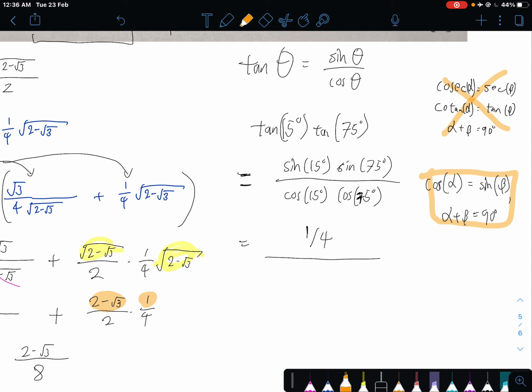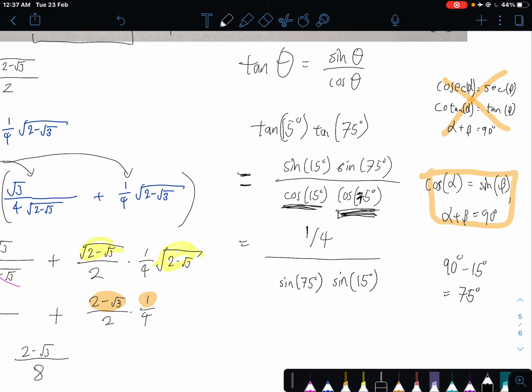Now, take note that cosine of 15 degrees. What's the complement of 15 degrees? In other words, what's something plus 15 degrees that adds up to 90 degrees? It's really just 90 minus 15, right? If you type in your calculator, you should get 75 degrees. So cosine 15 degrees is really just sine 75 degrees. But what about cosine of 75 degrees? What's the complement of 75 degrees? It's really just 15 degrees. So this is the same as sine of 15 degrees.